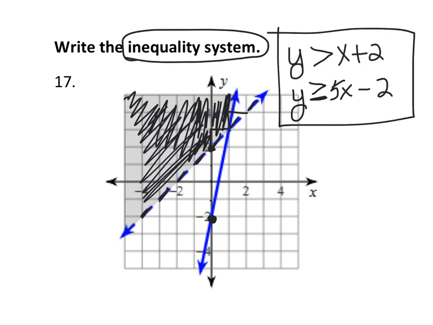I can also check for solutions if I wanted to see which points would be solutions. Now remember, if you're checking points for solutions, that has to be a solution for both of the inequalities in order for it to be a solution for the system. Just don't forget about that, okay?